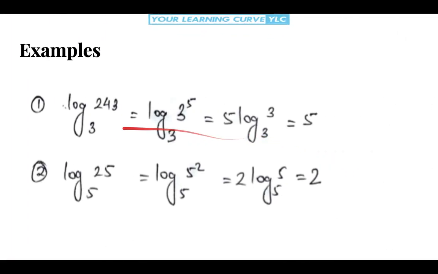Let's do some examples. If we are given log of 243 to the base 3, we know that 243 can be written as 3 to the power 5. So log of 3 to the power 5 to the base 3, this exponent gets multiplied, 5 log 3 to the base 3, and we know that log of 3 to the base 3 is 1, therefore 5 into 1 is 5. The second example is log 25 to the base 5, log 5 square to the base 5, same property. This exponent gets multiplied, 2 log 5 to the base 5 is equal to 2.